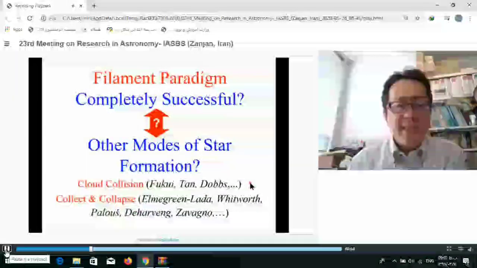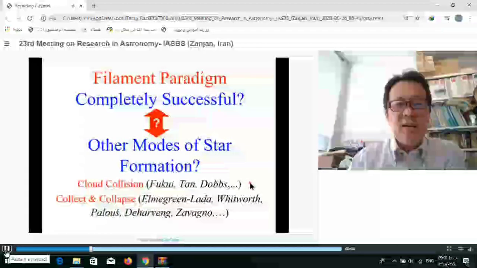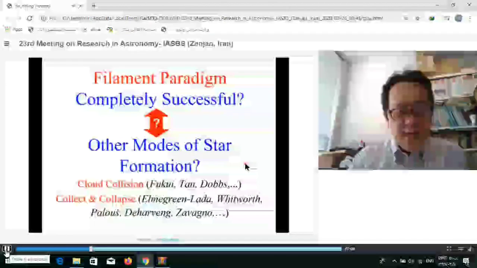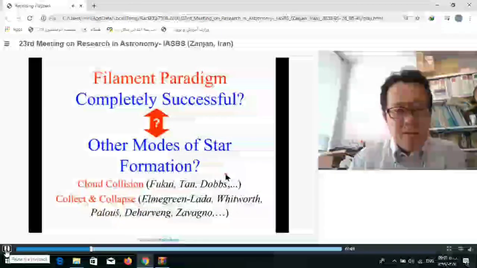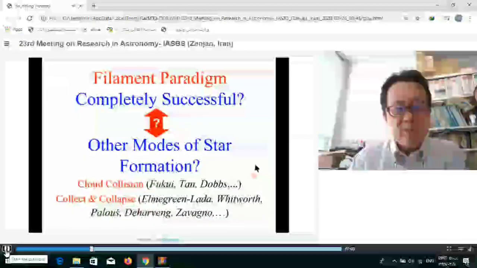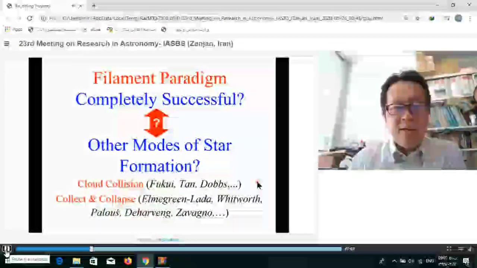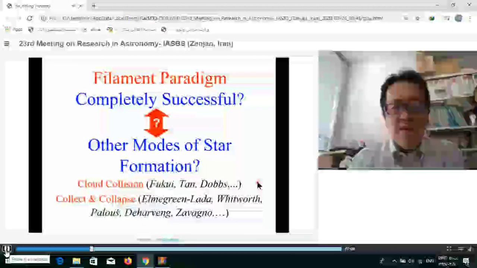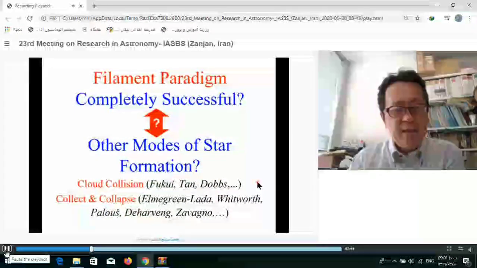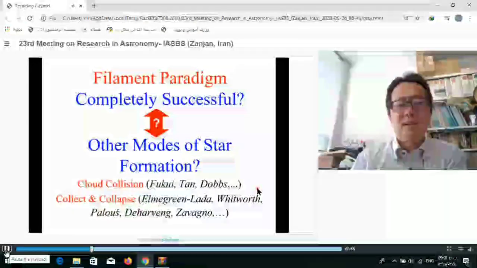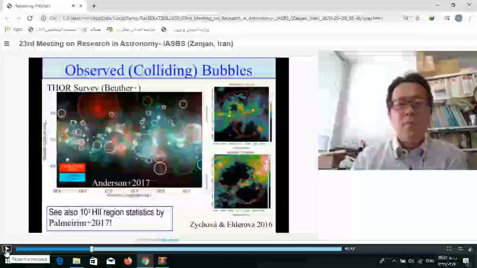My answer is very unique. My answer to this question is that actually these three apparently different star formation paradigms or scenarios are actually different aspects of one single unified theory. So these are actually all the same. That is my answer to this question. Okay, let me move on.